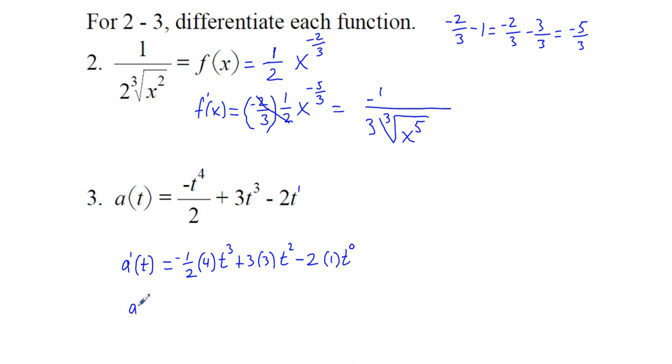So we're just going to simplify everything out here. I hope you can see that there's a lot of simplifying that can be done. So here we have negative 1/2 of 4, so that's going to simplify to negative 2 t to the 3rd power, and then we have plus 3 times 3, which is 9, t squared, and then minus 2 times 1, and t to the 0 power is 1, so we have minus 2. So this will be our answer for problem 3.